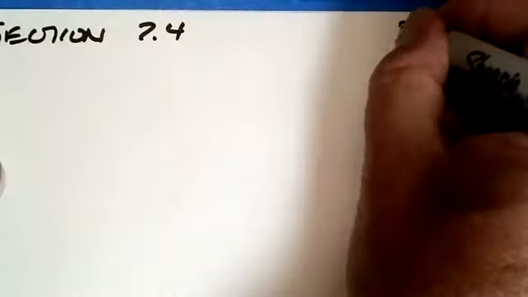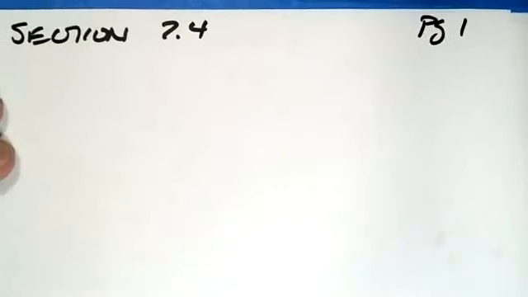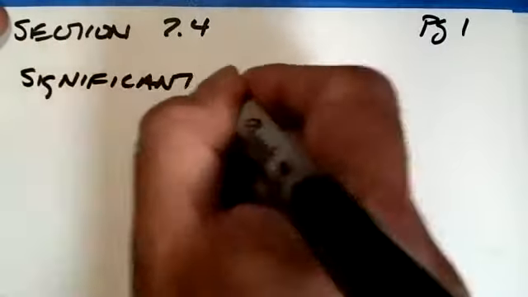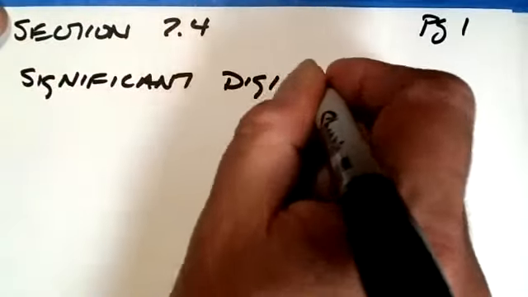Okay, so this is section 2.4, and again, we'll cover 2.4 and 2.5 in the same section. There's not enough in 2.5 to justify its own complete section. So, what's a significant digit? I'm just going to discuss this. I'm not going to write very much here.